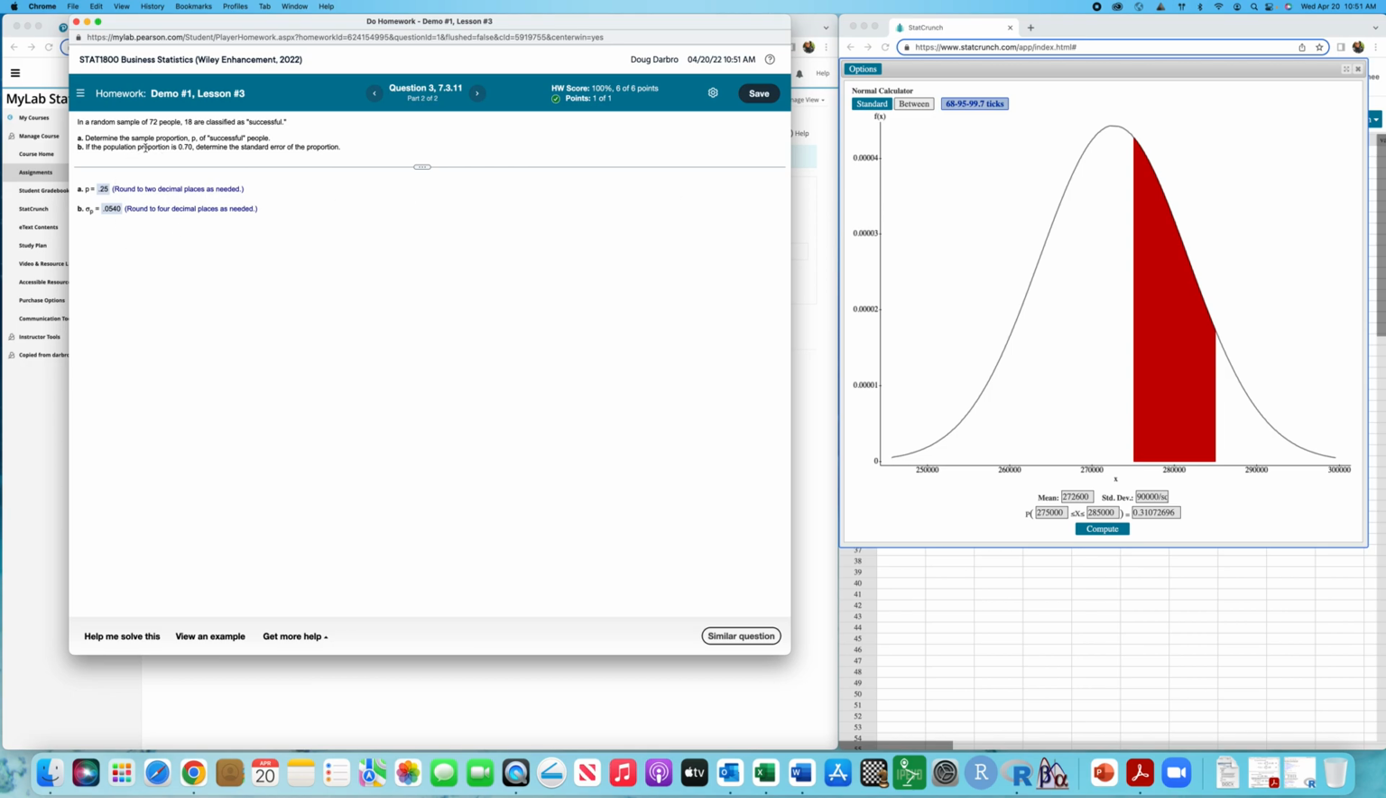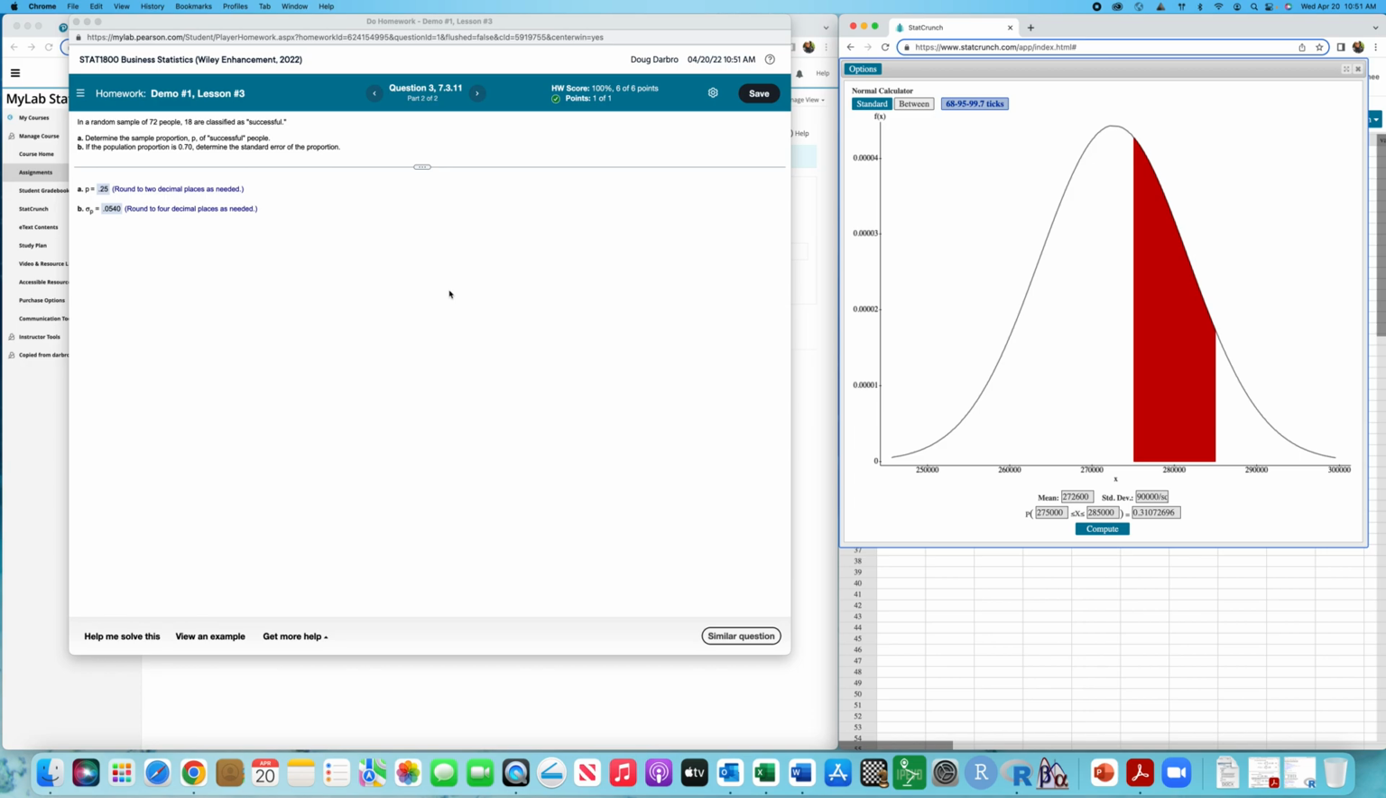The next thing we want is, if the population proportion is 0.70, determine the standard error. What I would do there, I wish I had something I could write on, well, I really don't. So anyway, I would just take the square root of 0.70 times 1 minus 0.70, which I can do in my head. So I'm just going to type in 0.30.